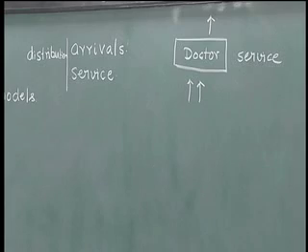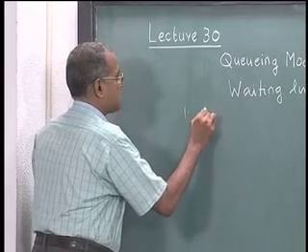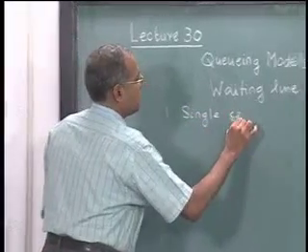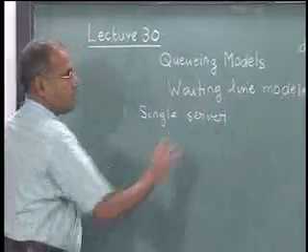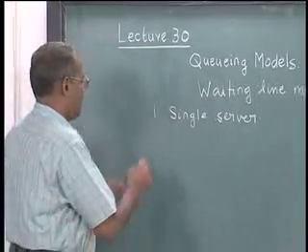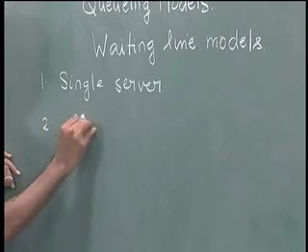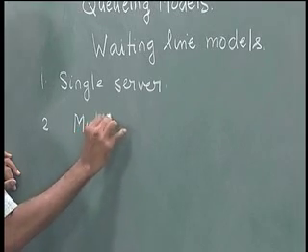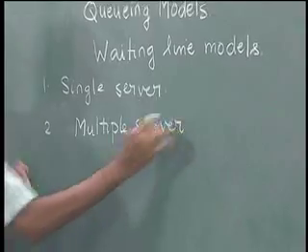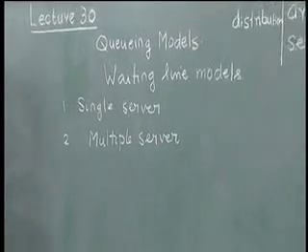Now, queuing models can be of several types. First category is called a single server queuing model, where there is only one server. We also have multiple server queuing models, where there are multiple servers.